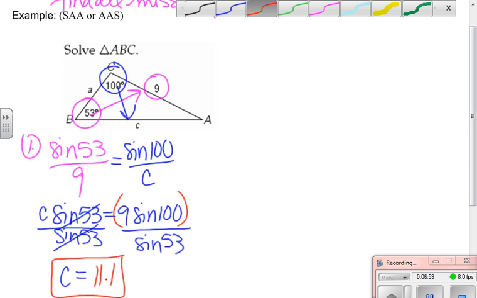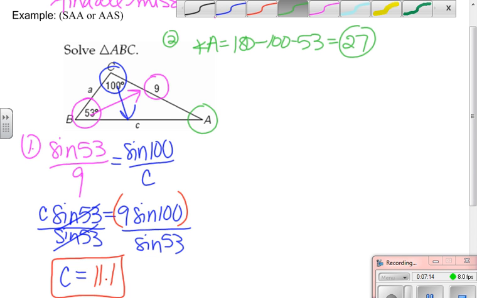Now, finding A is going to be my second step. Now, I could have done this first. The order doesn't really matter. Angle A is 180 minus 100 minus 53, which makes it 27. And I needed to find that because now I need the sine of 27, its side opposite. I'm going to go back and use 53 and 9 because those were my given values.